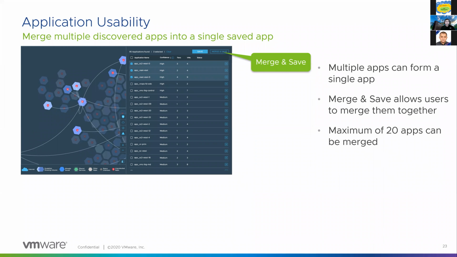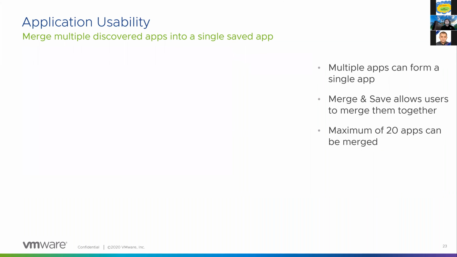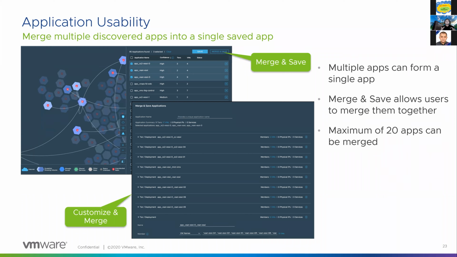Now in 6.0, what they introduced is you can merge two small applications into one large application, and then you can save that. That's called a merge and save capability. And then you can even customize the existing application groups and merge them into one. You can select multiple application groups and do a bulk delete. So a lot of these operations are now possible, by working in environments where multiple application groups get created and deleted over a period of time, right?